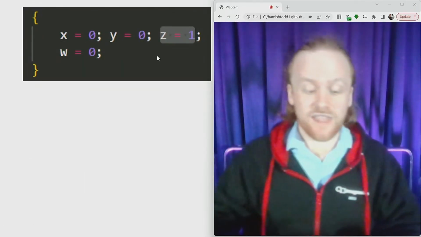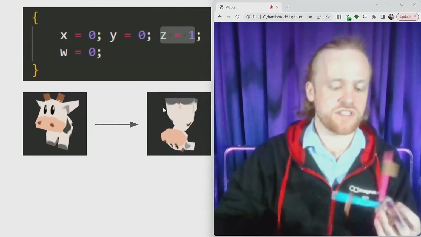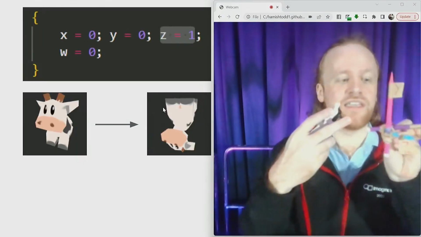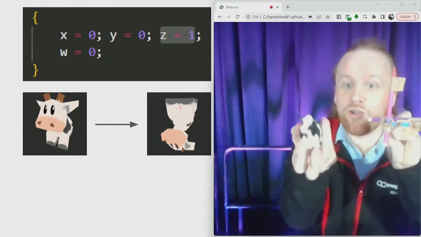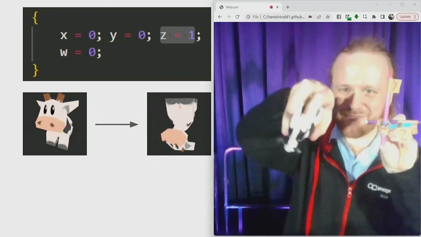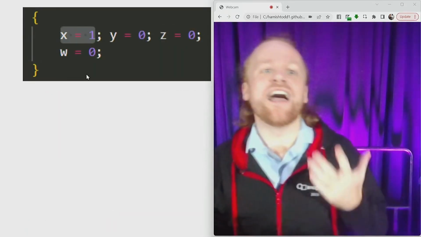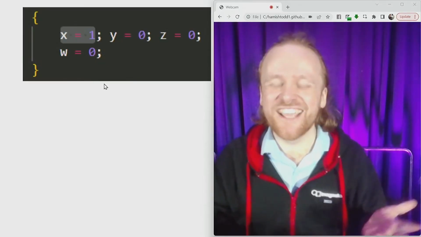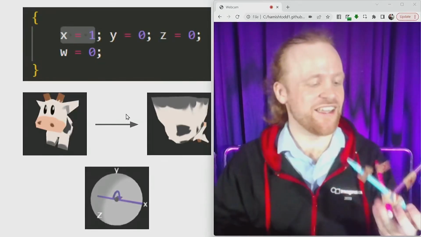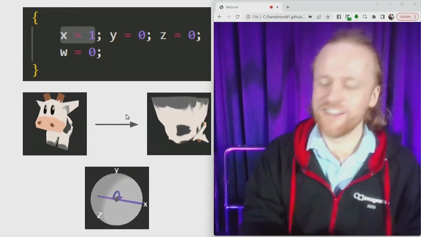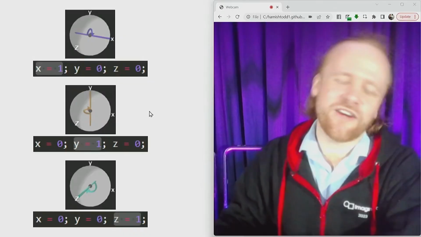This quaternion is a 180-degree rotation around the z-axis, so it turns the cow upside down. Here's our z-axis, and if I rotate around here, I go from this to this, all right? And we visualize it with the z-axis. And the x quaternion, no prizes for guessing what this one does. It's a rotation around the x-axis. Yeah, like this.